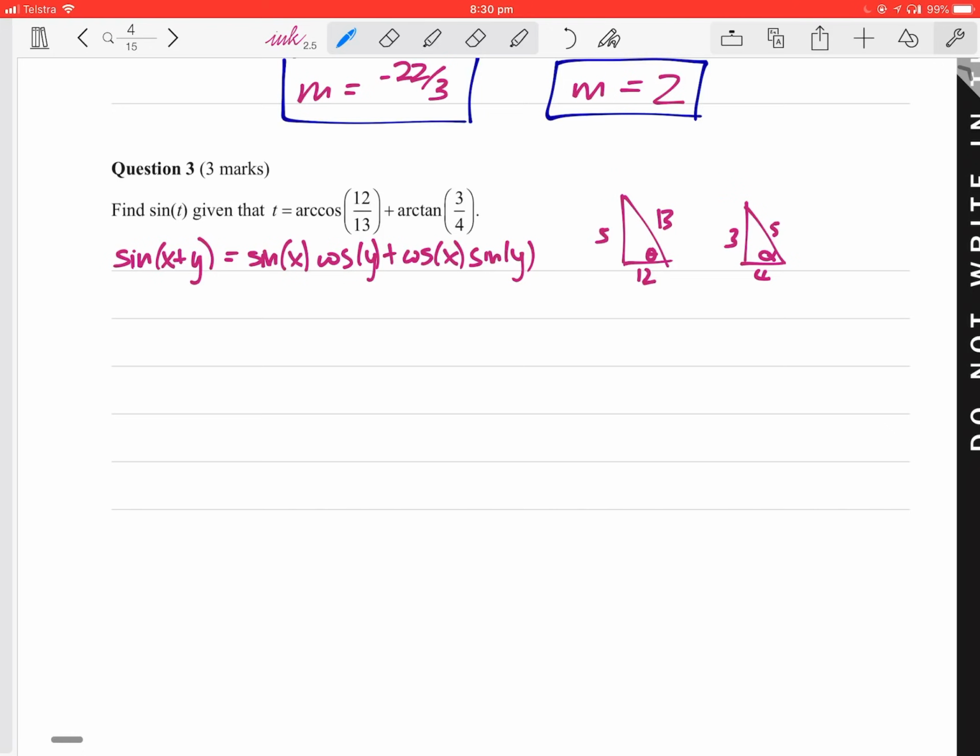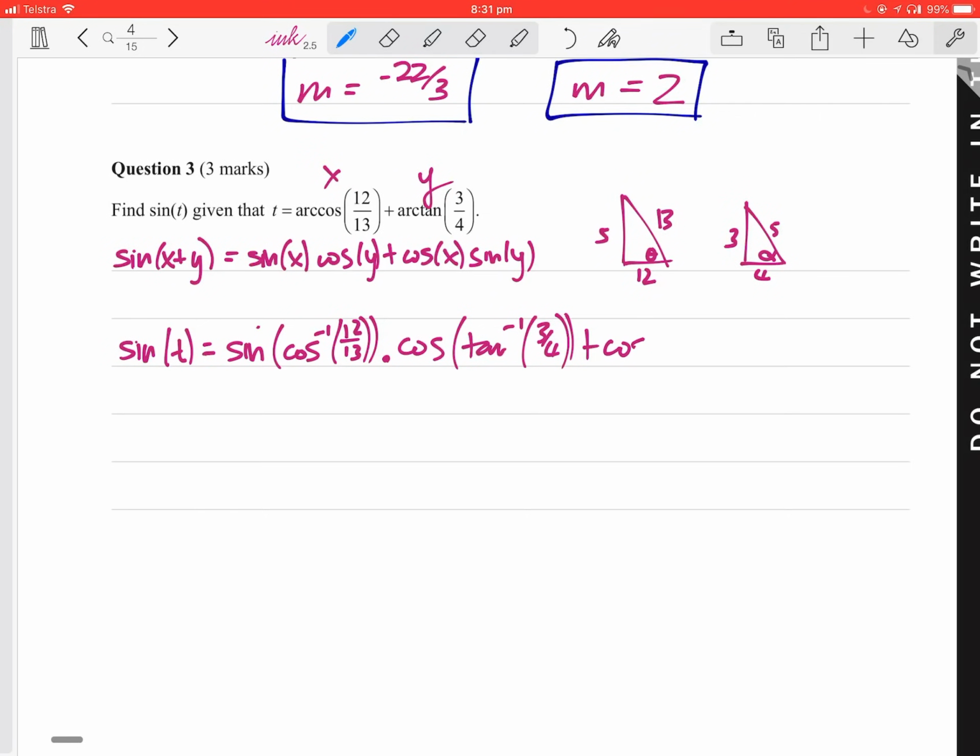Okay, so I have sine of t. So this is my x and this is my y. So I have sine of cos inverse 12 on 13 times cos of tan inverse of 3 on 4, plus cos of cos inverse 12 on 13 times sine of tan inverse of 3 on 4.